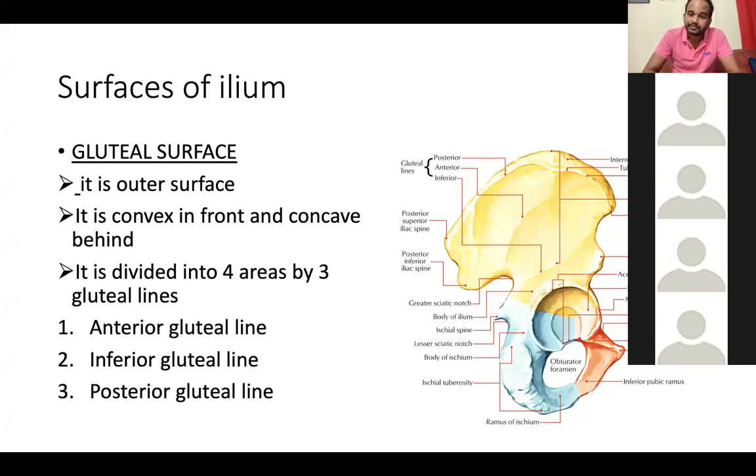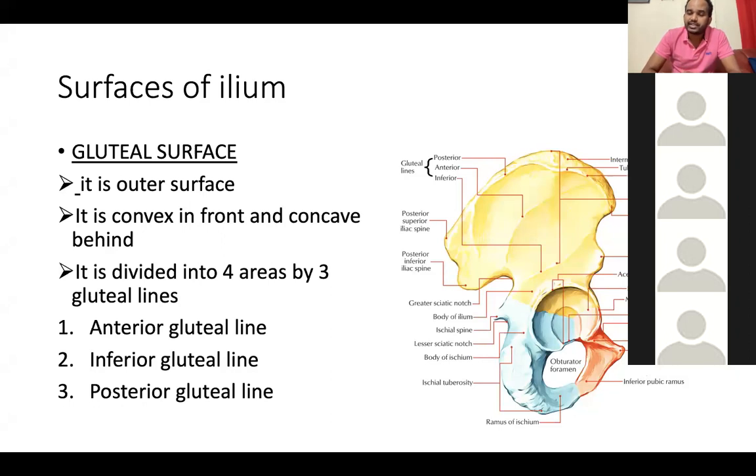So the majority of the gluteus muscles, the gluteus maximus, gluteus medius, gluteus minimus, all these muscles are taking origin from the lateral surface of the ilium, so the lateral surface of the ilium is also called the gluteal surface. It is just because the gluteal muscles are taking origin from the lateral surface of the ilium.